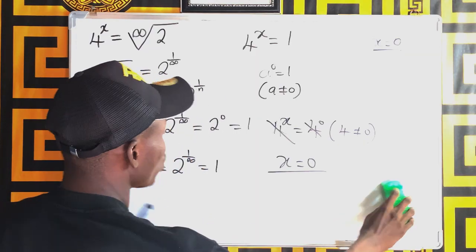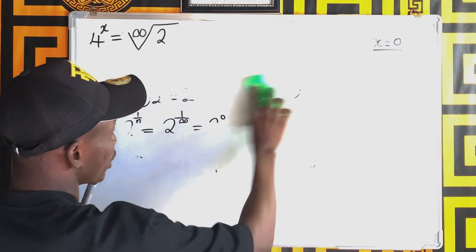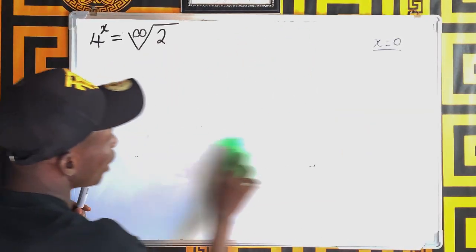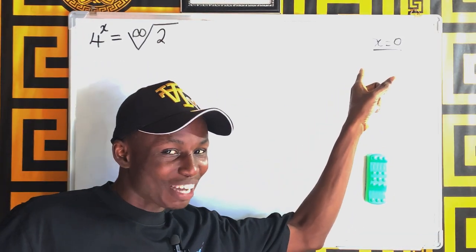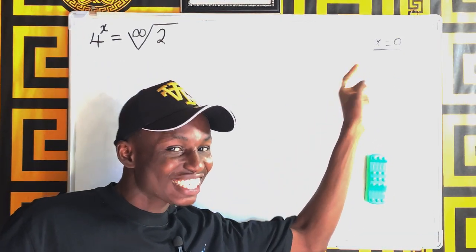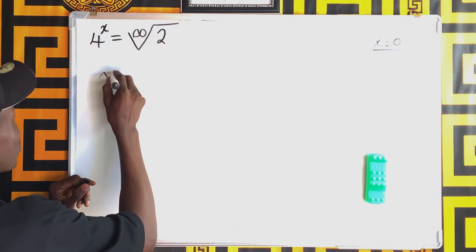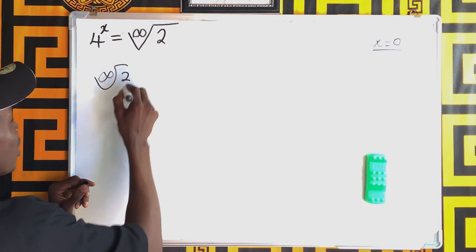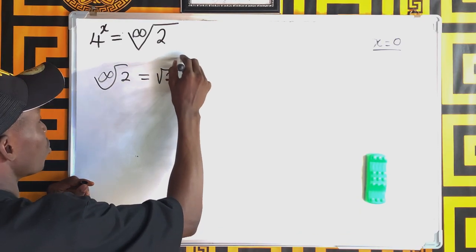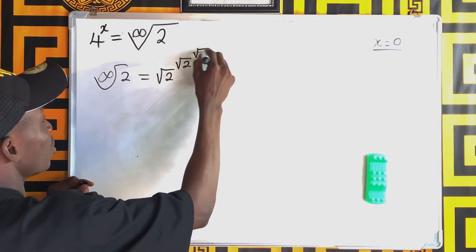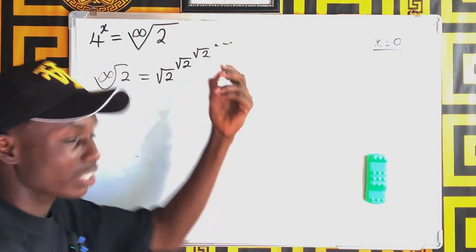Okay? Now let me show you an amazing method of solving this question. Very interesting and you will love it. Now, don't forget that using the calculus approach, we have x is 0. Now, do you know that the infinity root of 2 can also be seen as equal to root 2 to the power of root 2 to the power of root 2 to infinity?